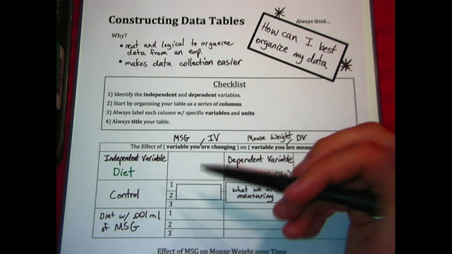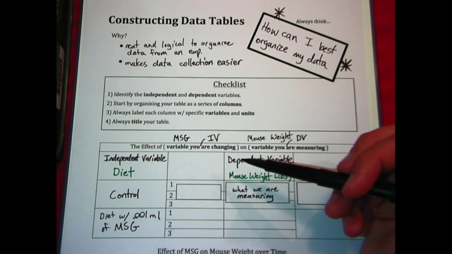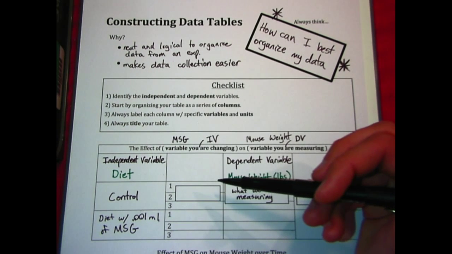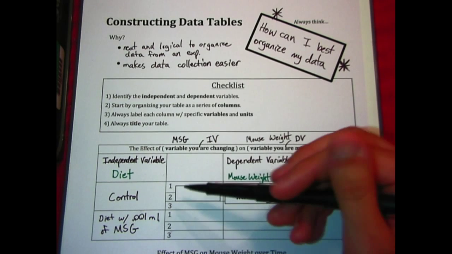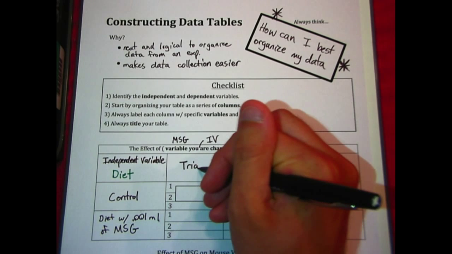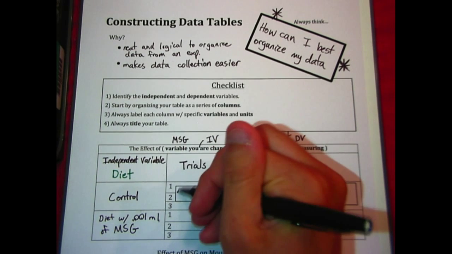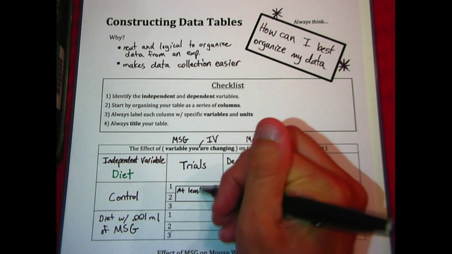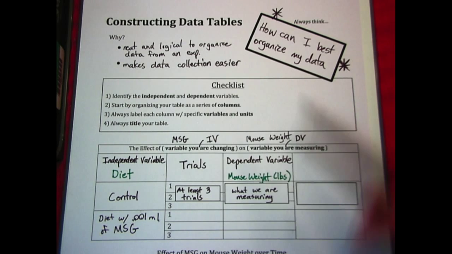So with any good science experiment, we're not just going to test one mouse. We need to test multiple mice in order to have the most accurate data as possible. And so here we're going to put trials. And then each trial could correspond to a different mouse. So you need at least 3 trials for a good experiment but a lot of times you want more. All right, so here we have a data table.